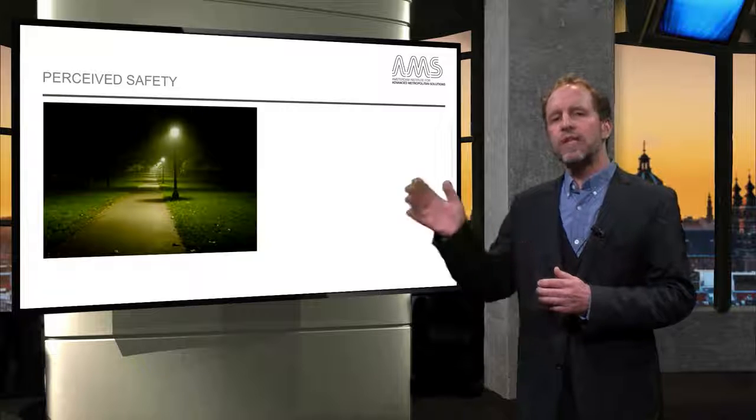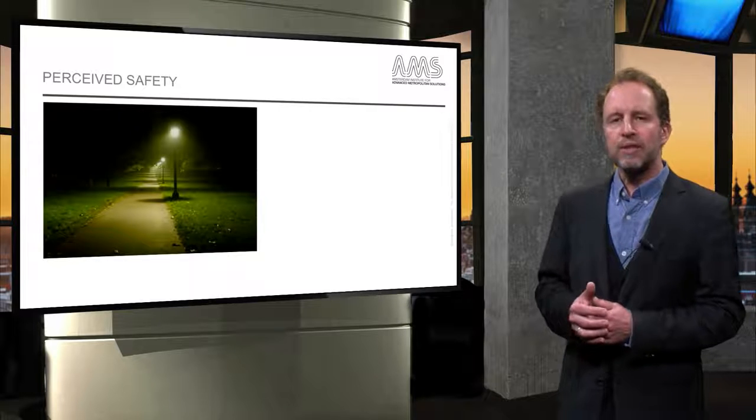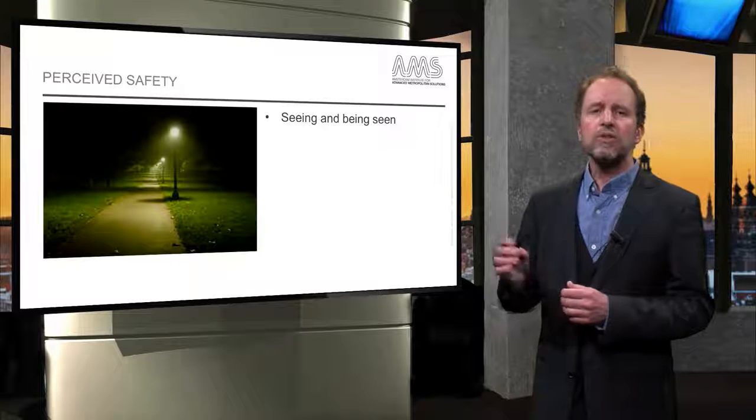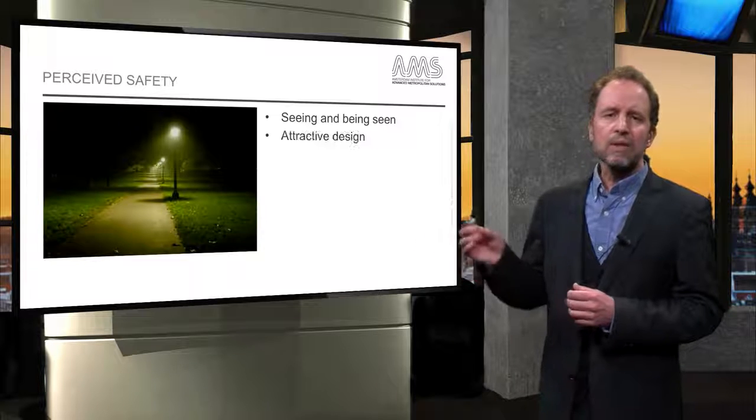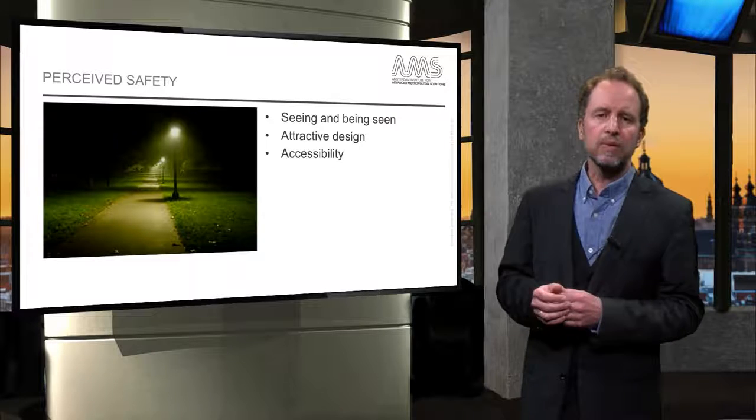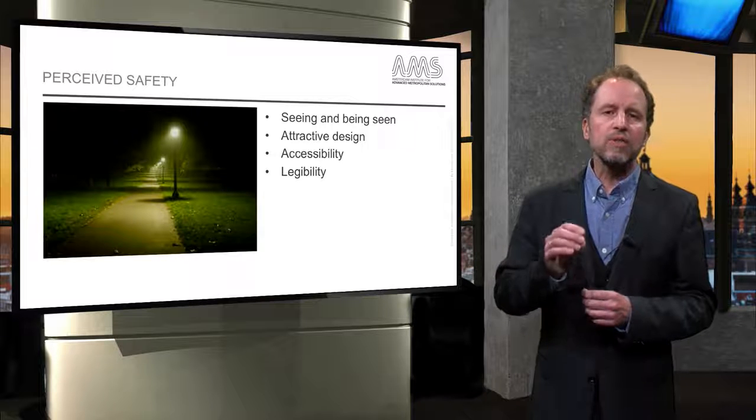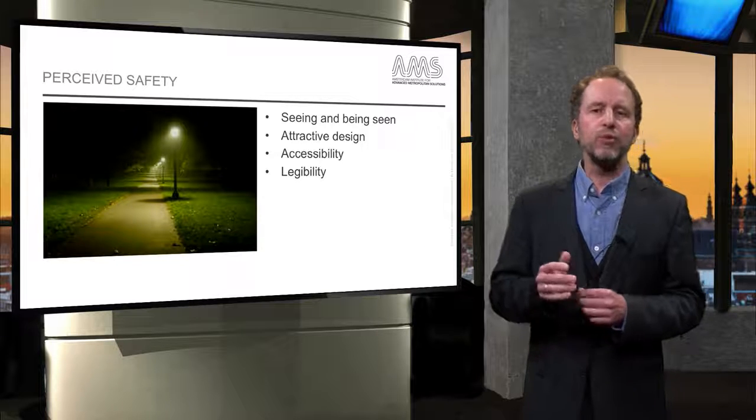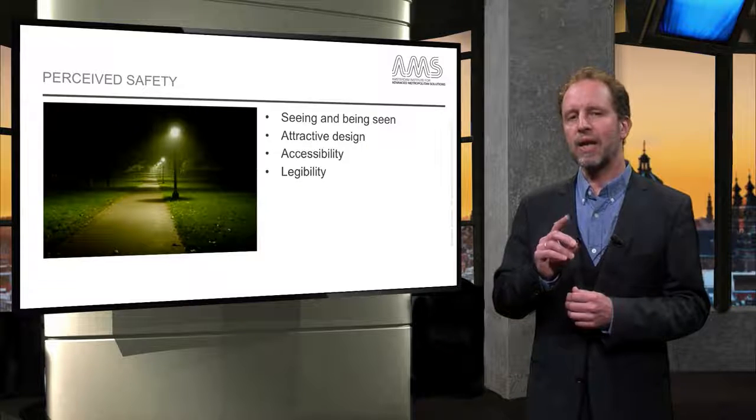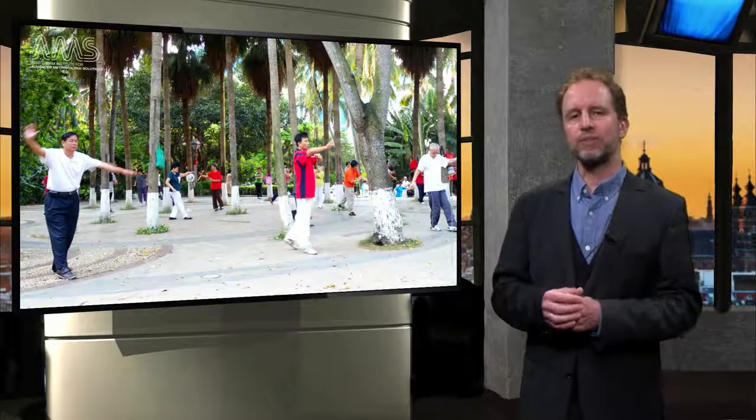Would you walk to this park in the evening? A safe living environment also facilitates perceived safety. Perceived safety is about seeing and being seen, attractive design, accessibility, and legibility. We can conclude that safety in the living environment is related to the social environment. This brings us to the next topic, the primary need of social interaction.